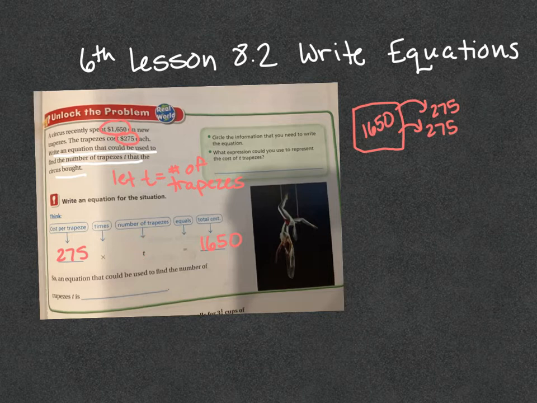I don't know how many trapezes I'm buying. That is what we decided T would represent. And that's all they want you to do right now. They don't want you to solve that. You could, if you wanted to. There's enough information there for you to solve it, but that's not what we're doing today. So an equation that could be used to find the number of trapezes T is 275 times T. You could just write that as 275T = 1,650. That's all the answer they want there.